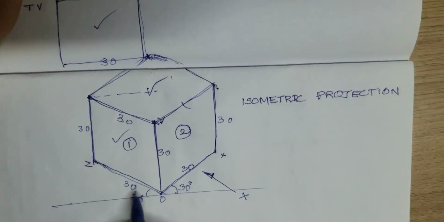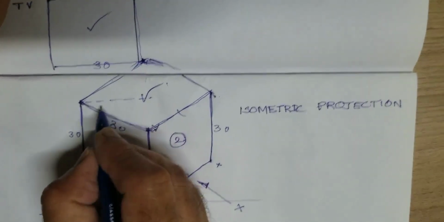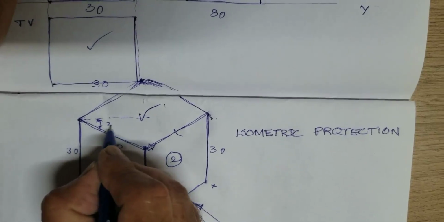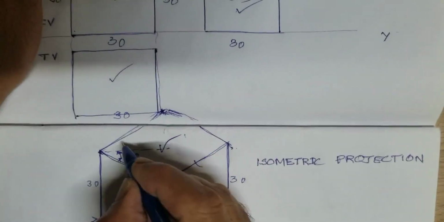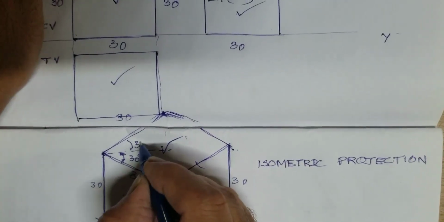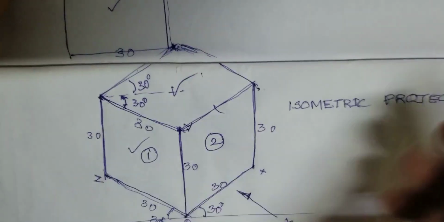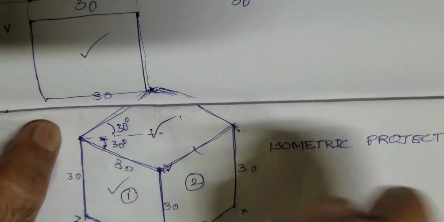Here, how much are we writing? As we are taking 30 degrees, we are drawing all parallel lines. We are getting a 30 degree line over here. This is also 30. But what should it be? Here we are getting only 60 degrees, but we are missing 90 degrees. 60 only we are getting.